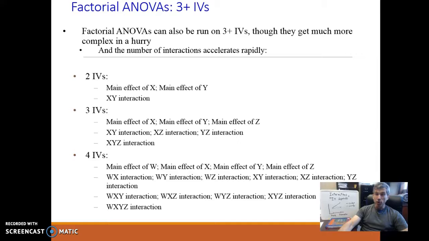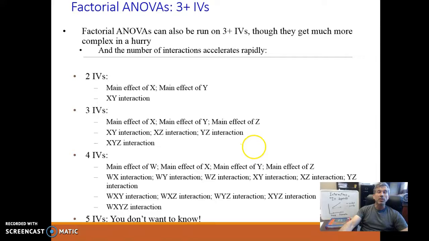Again, a computer can do it without too much trouble. Most of the problem is that alpha inflation risk. You get more Type 1 errors, and also just interpreting it. It gets very mind-bendy, very fast around four independent variables. And five IVs, you really don't want to know. I've seen exactly one study, I think, that was actually run in a lab that I was in that had five factors at the same time, and it was really, really, really complicated.